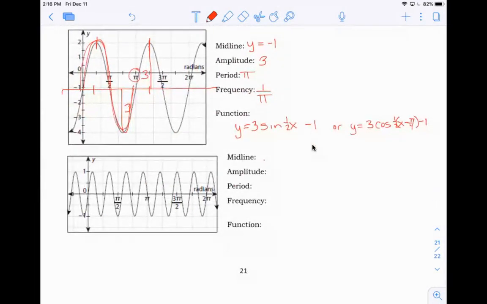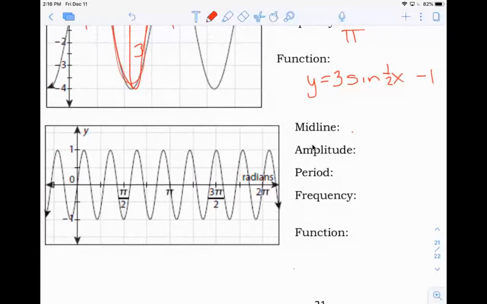All right, let's do it again. So let's see, midline, I'm thinking probably 0.